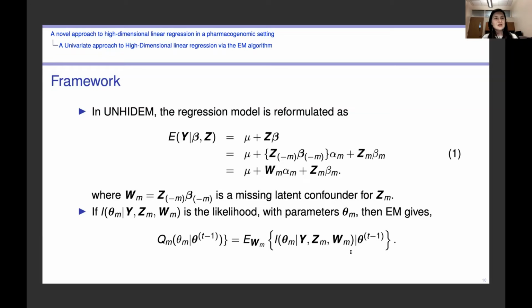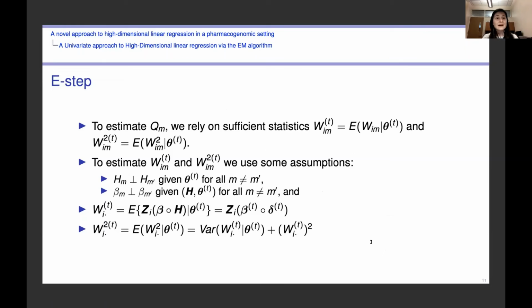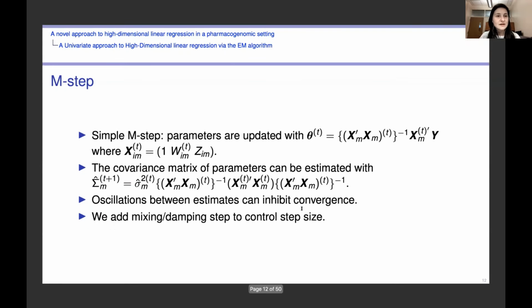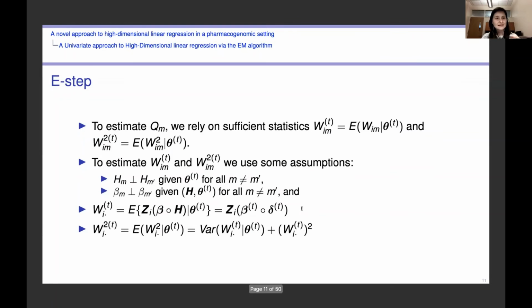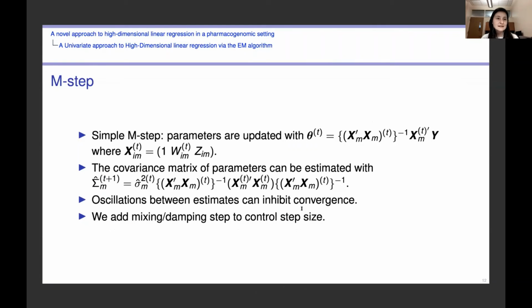We're taking the expectations of the log likelihood conditional on parameters that have been estimated via the MLE at a previous iteration. Because we're working with an exponential family and using the EM algorithm, we're able to rely on first and second moments, which are the sufficient statistics of this missing variable. Using some assumptions, we can very easily calculate these quantities, and that helps with the computational burden. That's the E step, where we leverage these nice properties of the EM.